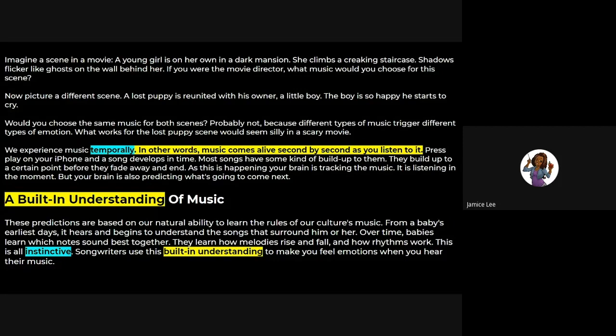Imagine a scene in a scary movie. A young girl is on her own in a dark mansion. She climbs a creaking staircase. Shadows flicker like ghosts on the wall behind her. If you were the movie director, what music would you choose for this scene?